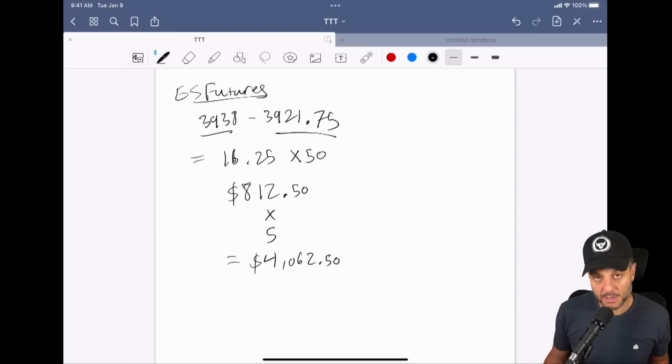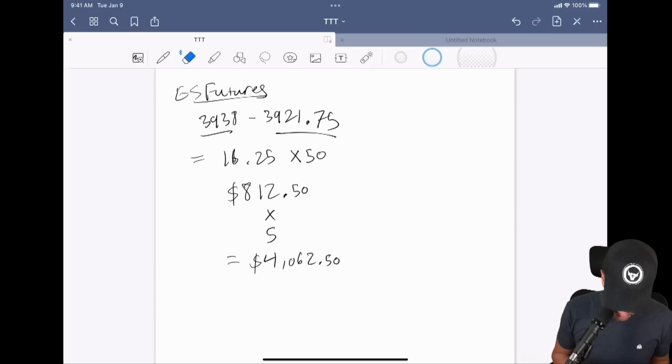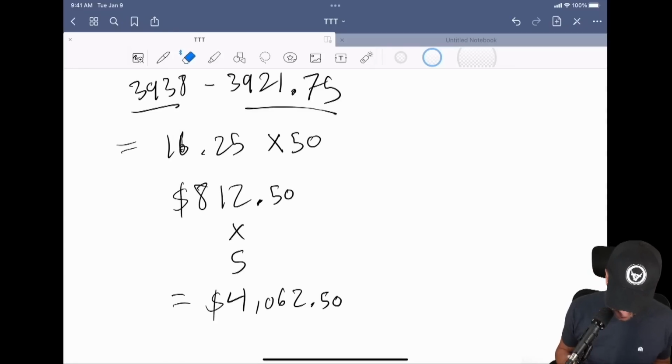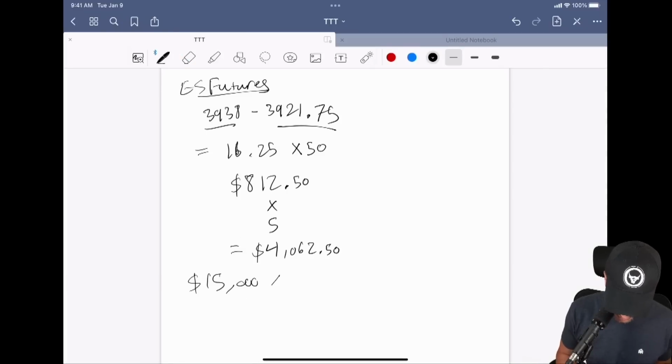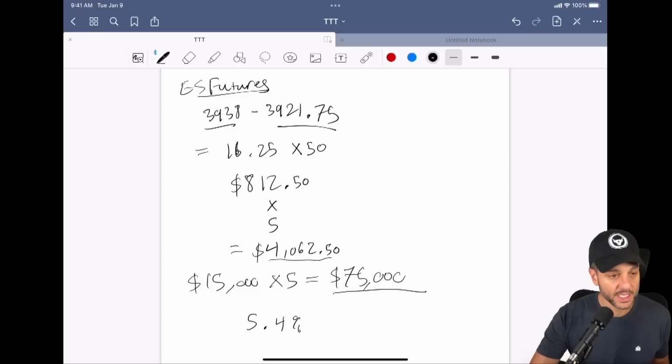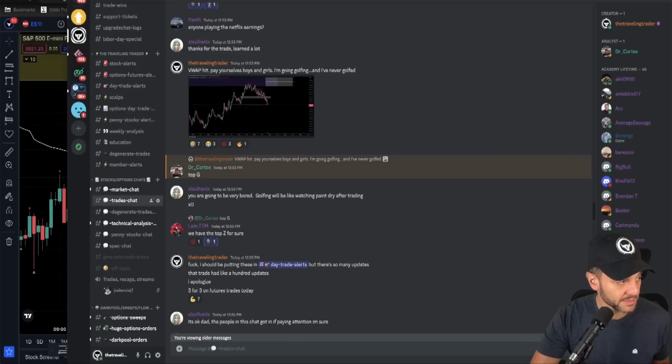Remember when I was talking about the collateral? So ES futures, you need 15,000 of collateral for each contract. And this is on TD Ameritrade, same as most brokers in the US. So 15,000 times 5 equals 75,000. Yeah, I did that one in my head. It took essentially $75,000 to make this $4,062.50. That is a gain essentially of 5.4%.